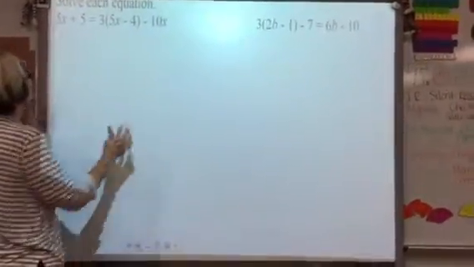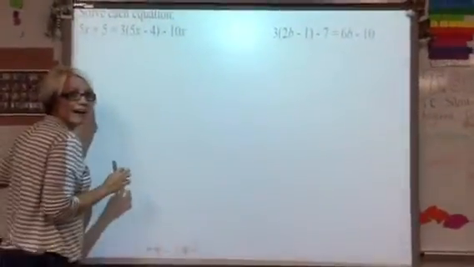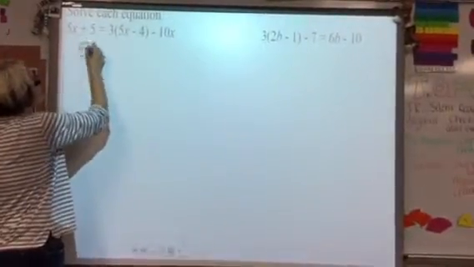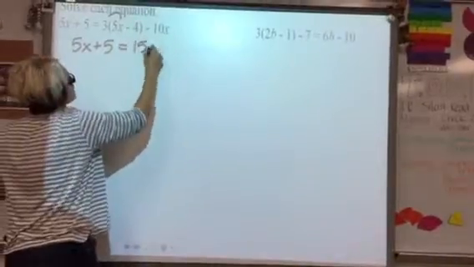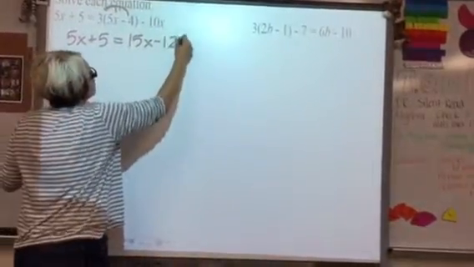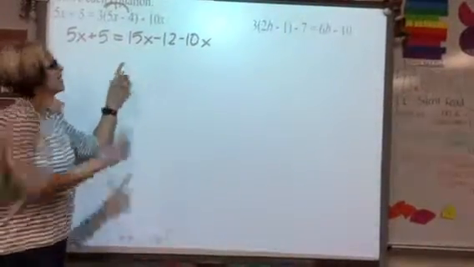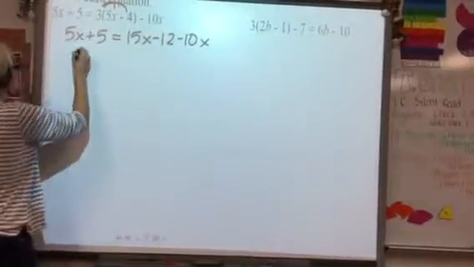All right, moving on. Now we have a grouping symbol. This boat is not packed. It is not packed because I have parentheses. So what I have to do first is get this boat packed. So I'm going to distribute. So that's 15x minus 12 minus 10x. Is this boat packed now? Nope, because I have these two x's I can put together. So I have to pack this boat first.